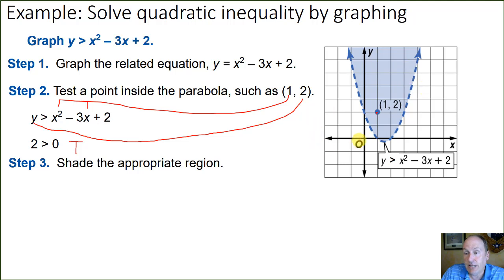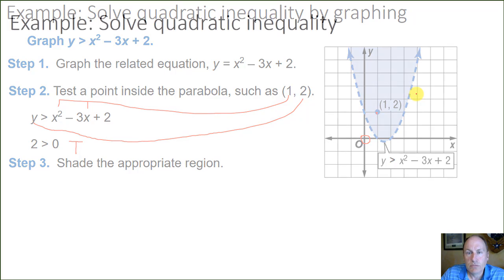It's often easier to test the point 0, 0 if you have that choice. In this case, we would have gotten 0 greater than 2, which is false, so we would have known not to shade the outside region. Again, you can pick any point you want as long as it's not on the boundary.